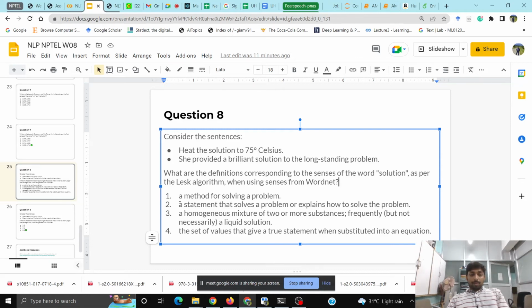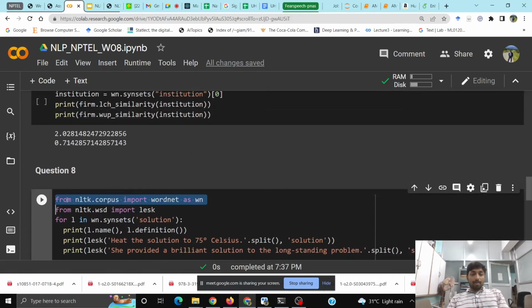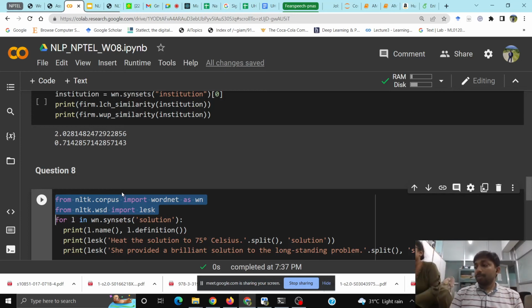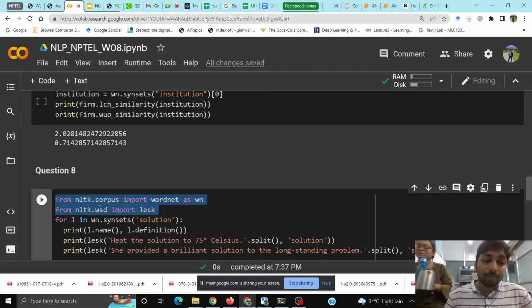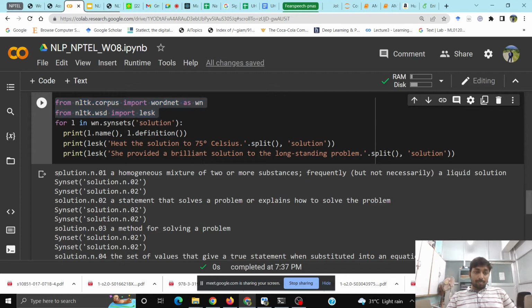And there are 4 options. So how do we solve this? Let us go back here. What we are doing is trying to find the name as well as the definition of the particular word. So we will just use the wn.synsets solution. This is similar to what we were doing earlier.